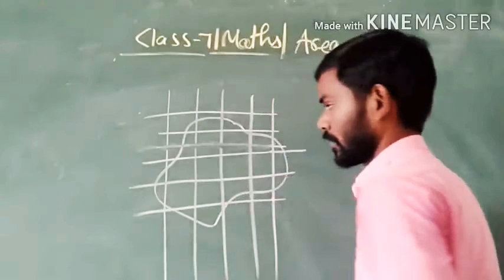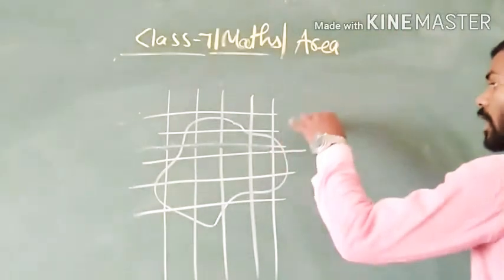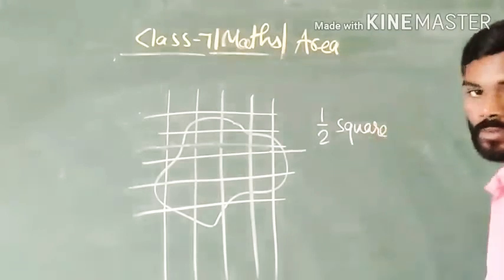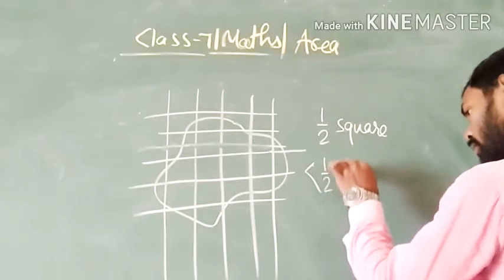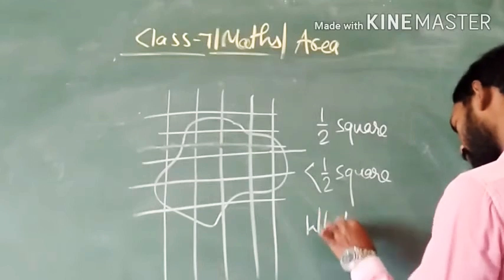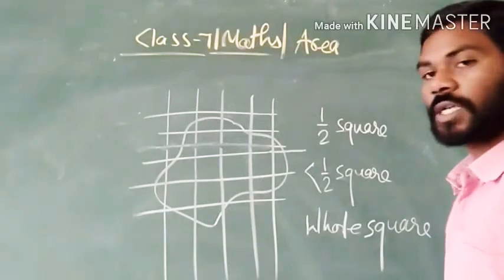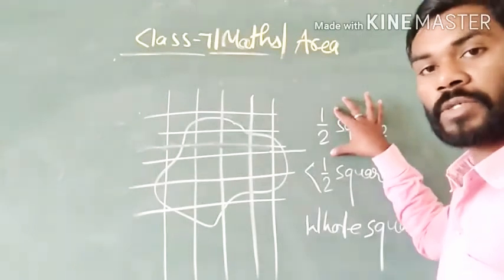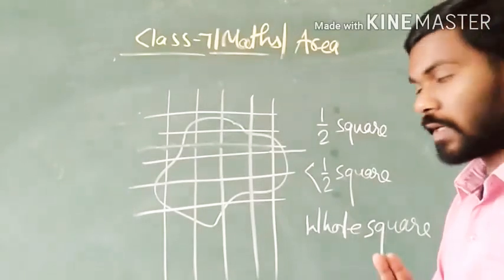Okay? Now our next step is to count squares that are half squares, more than half squares, and whole squares. Just count only these types of squares inside this figure. Count half squares, count more than half squares, and count whole squares only.